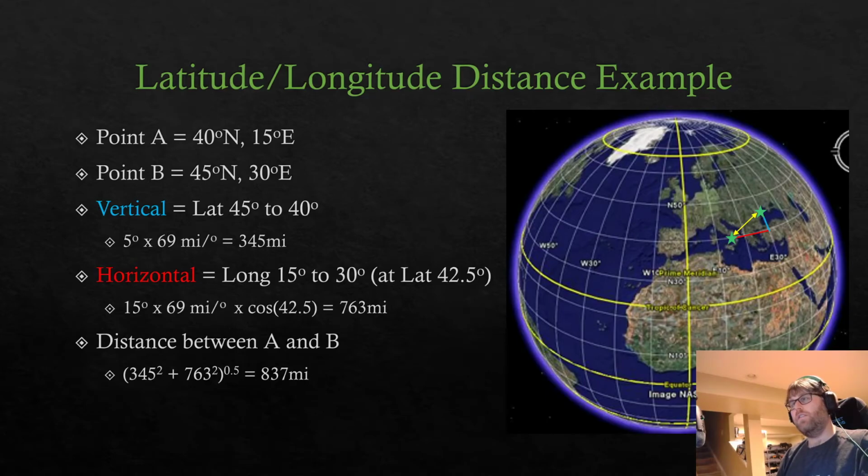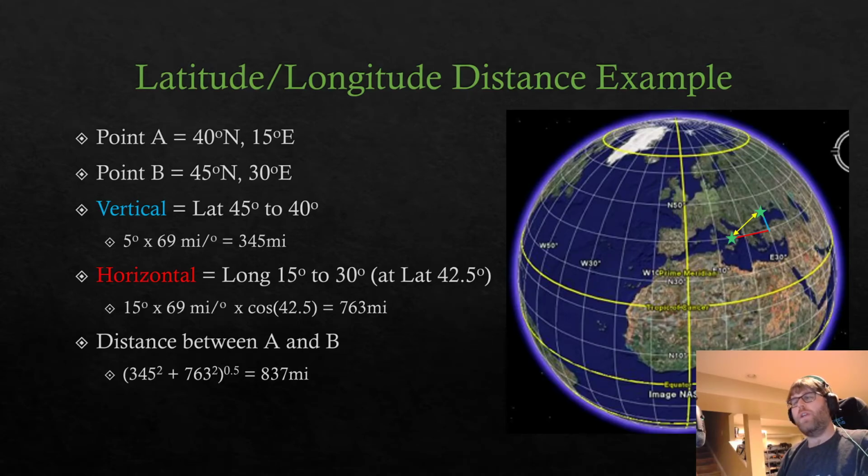For the horizontal distance, we have the two different longitudes, 15 degrees to 30 degrees. What we do here is take the average of the latitudes. So we're going to take this at a latitude of 42.5, because the average of 40 and 45 is 42.5. With this, we have 30 minus 15, times 69 miles, times the cosine of 42.5, and that gives you 763 miles.